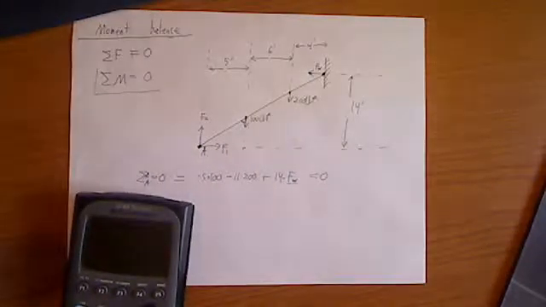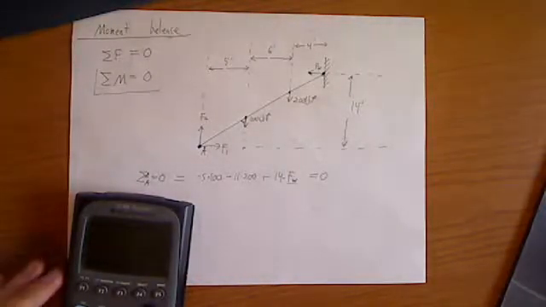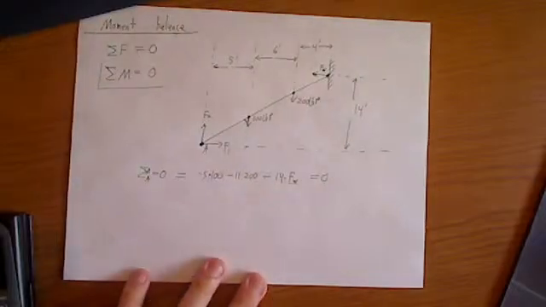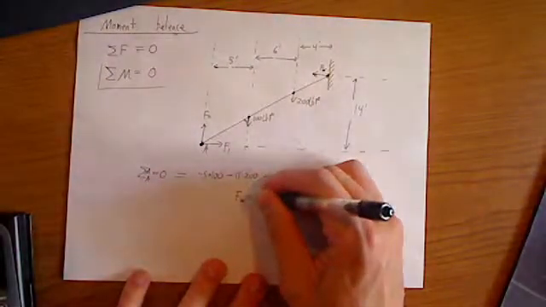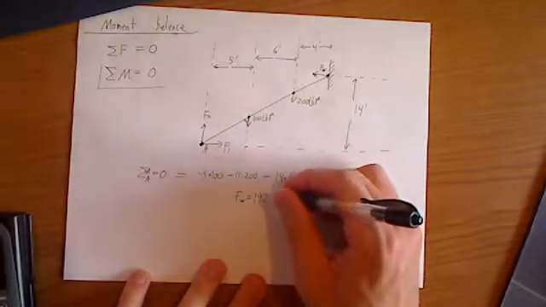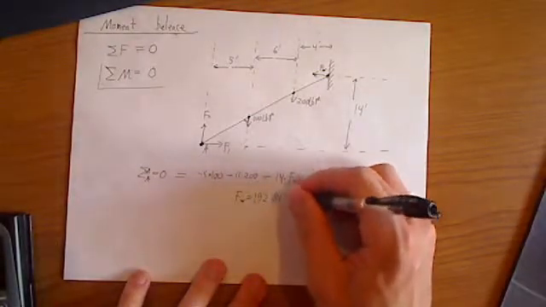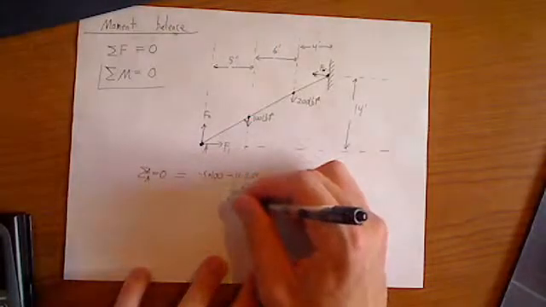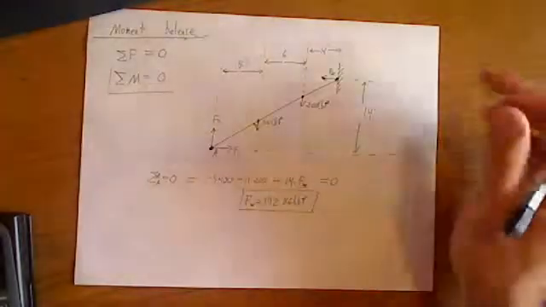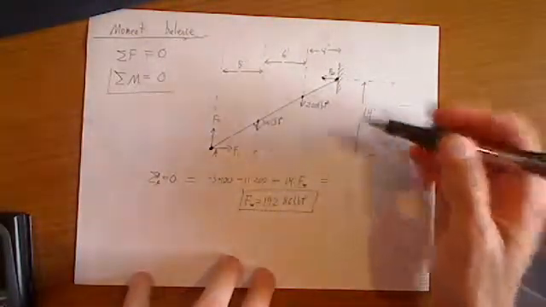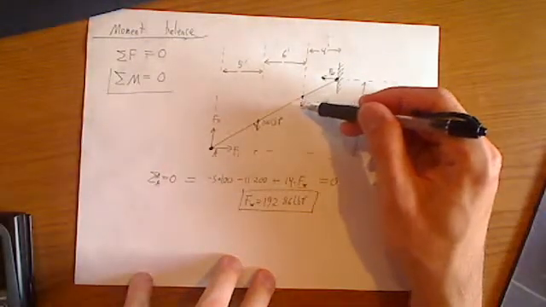Got a handy calculator. Force of the wall equals 192.86 pounds. This is very similar to one of the problems you're going to see in the final exam. The key here to remember is it's all about this line of action business.